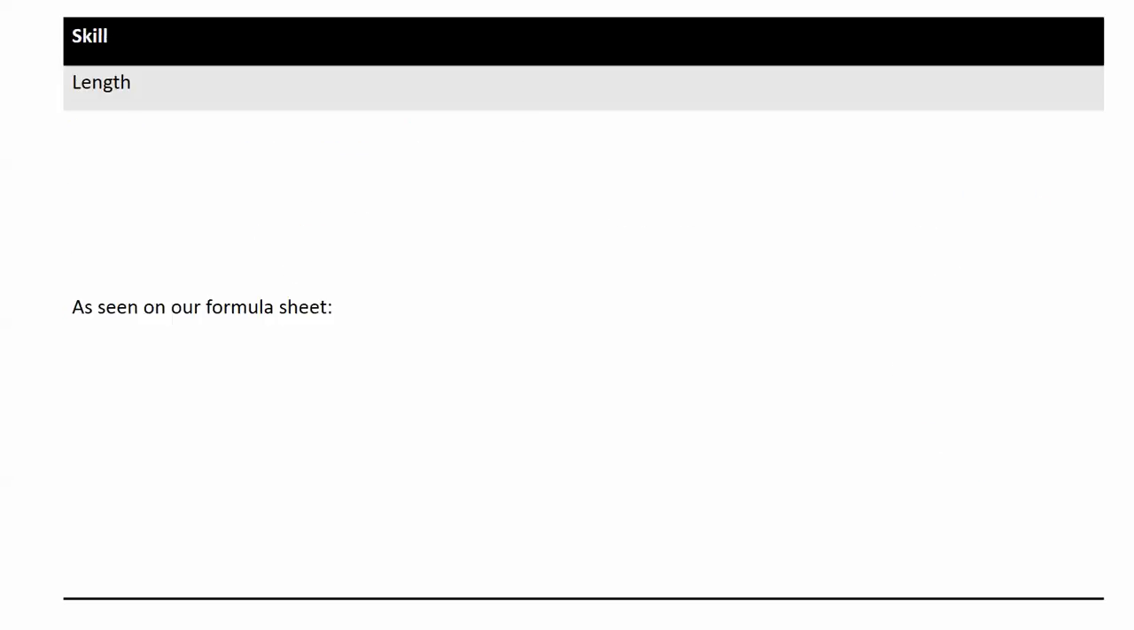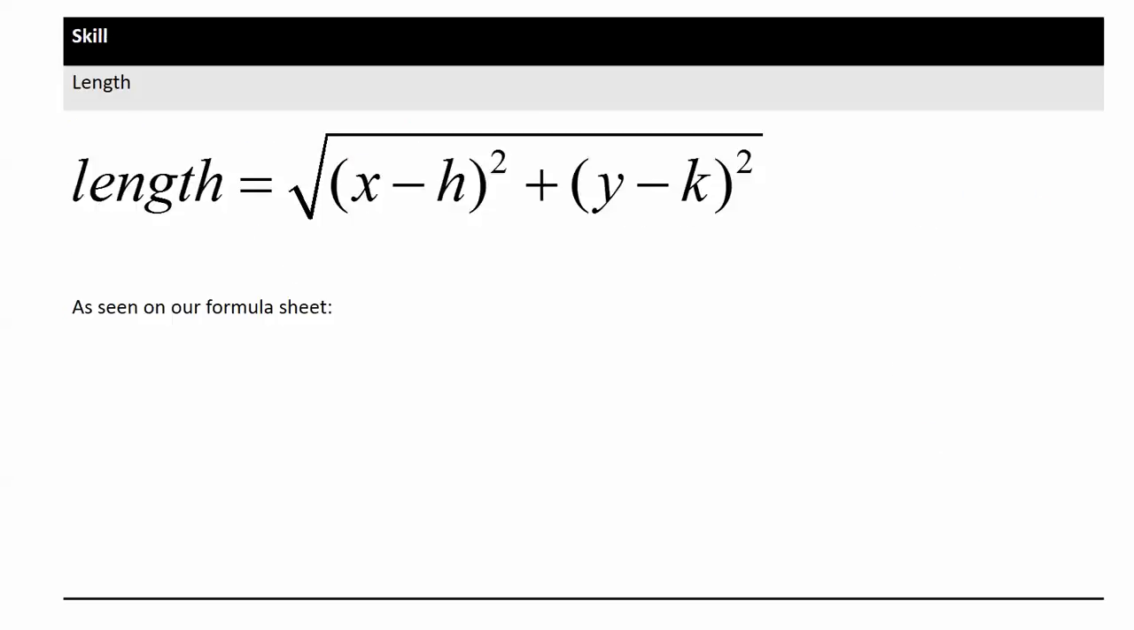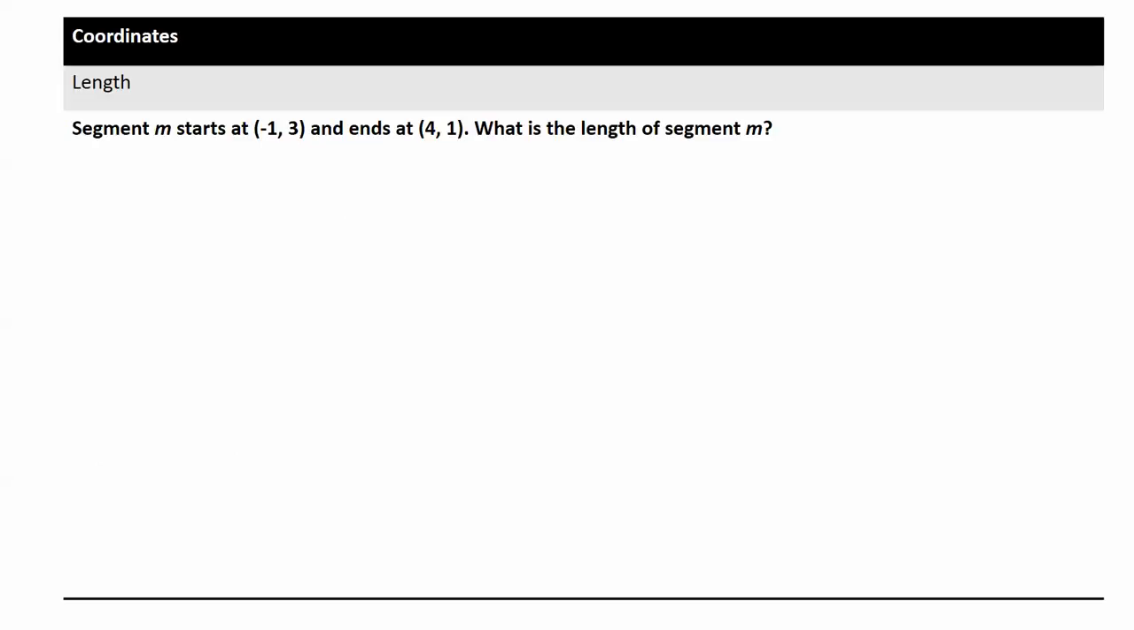Now, let's look at length. So, length is going to be the square root of x minus h squared plus y minus k squared. On our formula sheet, we'll find the circle with center h, k and radius r. Notice the similarities between these two formulas. So, coordinates for length. Segment M starts at -1, 3 and ends at 4, 1. What is the length of segment M?